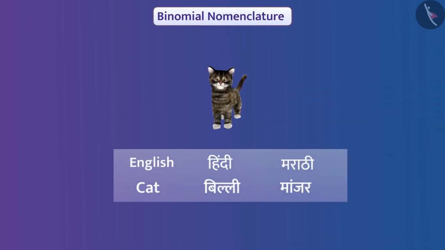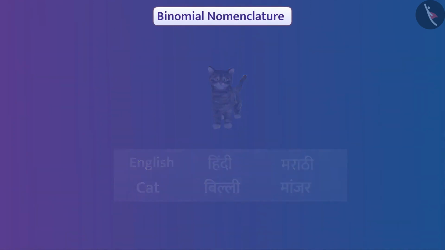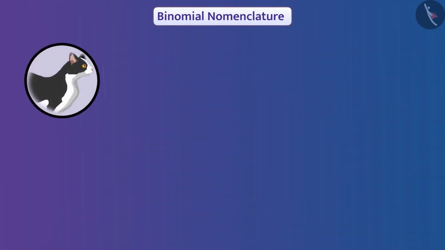We know that organisms have different names in different languages. This can cause various difficulties, such as when a person is talking about an organism in one language, the person speaking another language may not understand which organism is being talked about. To solve this problem, the binomial nomenclature proposed by Carolus Linnaeus was chosen. In this method, any organism is given a scientific name and the organism is known by this name.